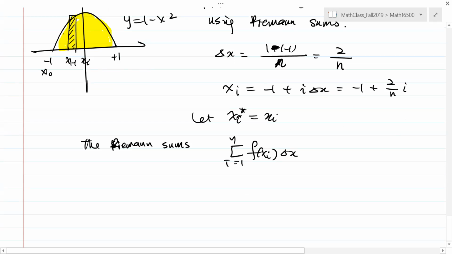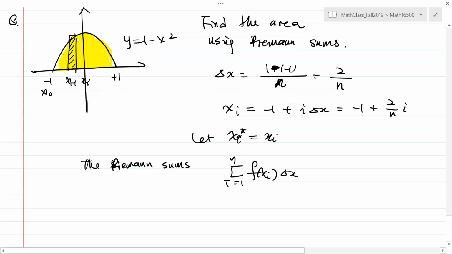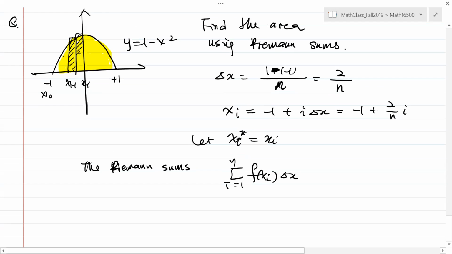The geometric meaning of this Riemann sum is the total area of these rectangles. Look at that, right? I'll show you in the picture. But I'm not sure whether this is larger than the actual area or smaller than the actual area.